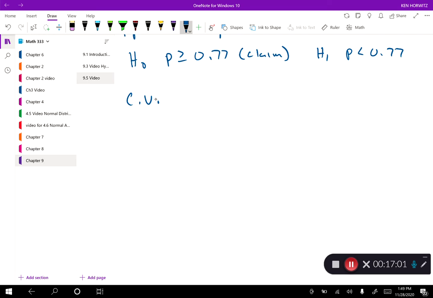Now we're going to do our critical value one more time. Let's point out all of our elements. My alpha equals 0.01, and it is a left-tailed test. All right, so take that. Let's go to our z-chart and find our critical value.